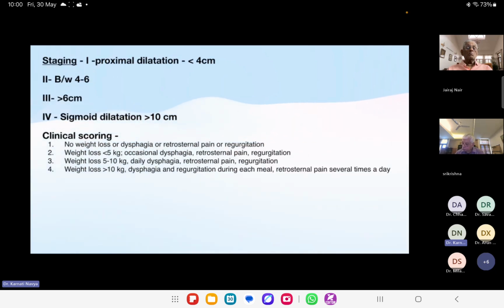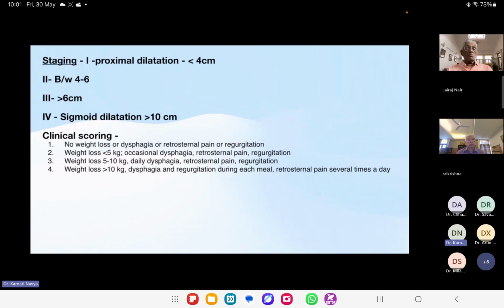Staging is based on the dilatation of the proximal esophagus. If the proximal dilatation is less than 4 centimeters, it is stage 1. If it is between 4 to 6 centimeters, stage 2. If it is more than 6 centimeters, then it is stage 3. And it is sigmoid dilatation if it is more than 10 centimeters.